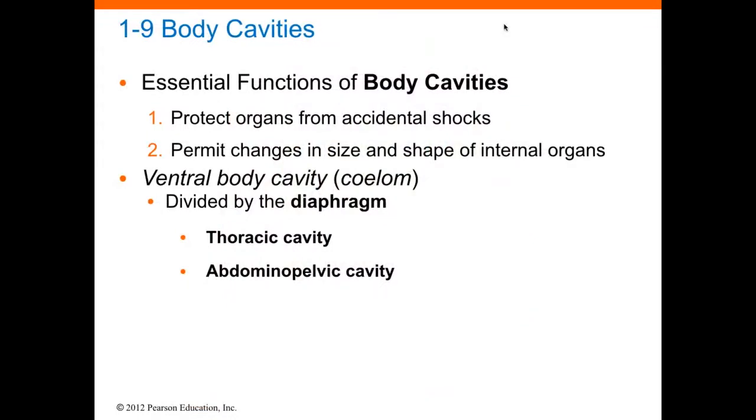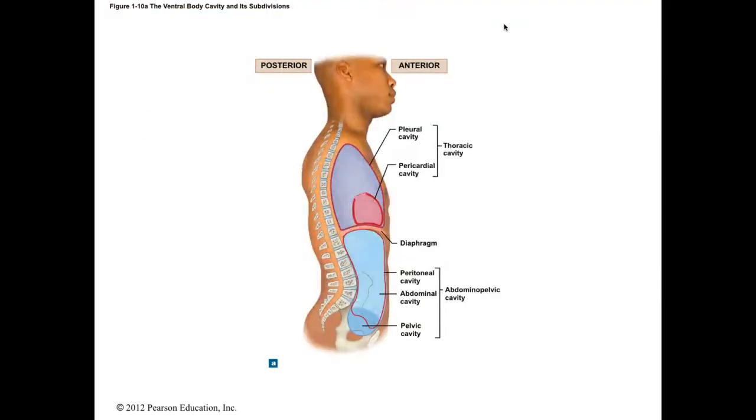Okay, and I think finishing up here, we're looking at body cavities. Body cavities are going to protect organs from accidental shock, and they permit some changes in size of the shape of the internal organs. These body cavities are separated and divided by a muscle called the diaphragm that I will show you. So here we have an anterior chamber and we have a posterior chamber.